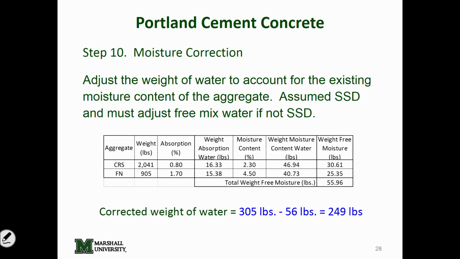So in this particular scenario, when we did the design for this slide, we had 305 pounds of required water based on the water cement ratio. And based on this chart and looking at the absorption levels for the aggregates, the actual moisture contents today, we end up with almost 56 pounds of extra water in the aggregate because it was wetter than saturated surface dry. Therefore, we have to take the 56 pounds off of the 305 pounds and only put in 249 pounds. If we put the 305 in, we would have got the 56 by accident. Our water cement ratio would have tanked on us.